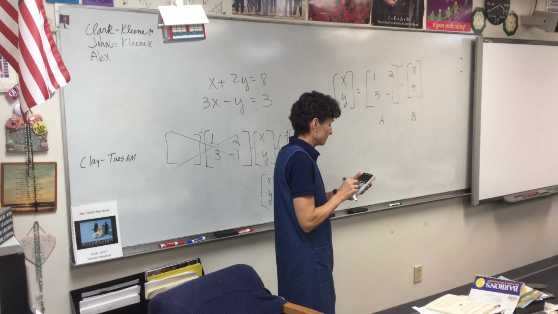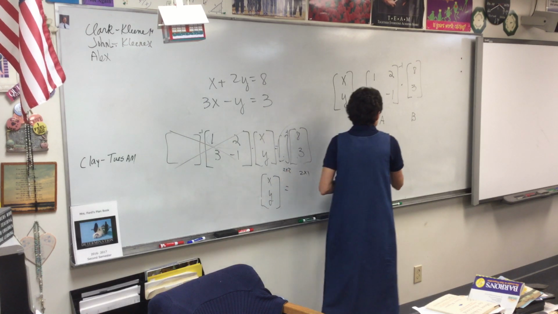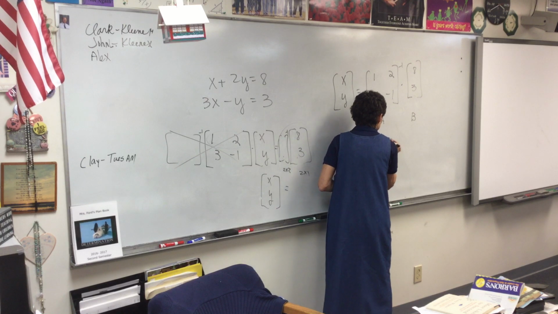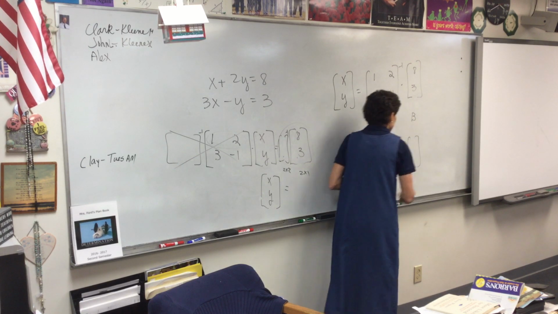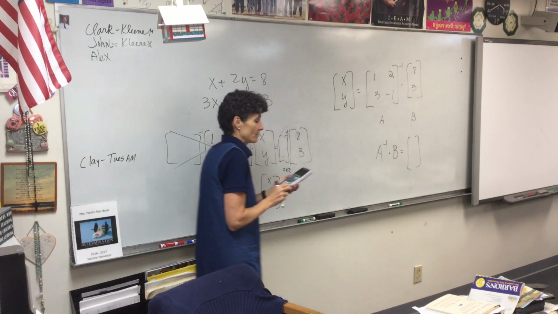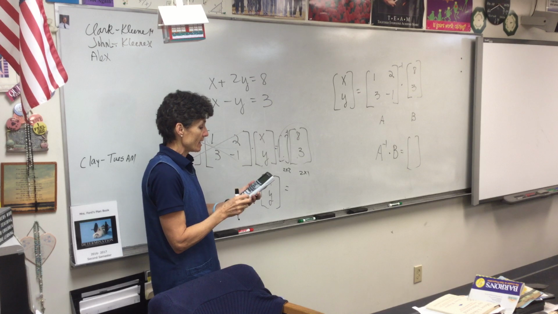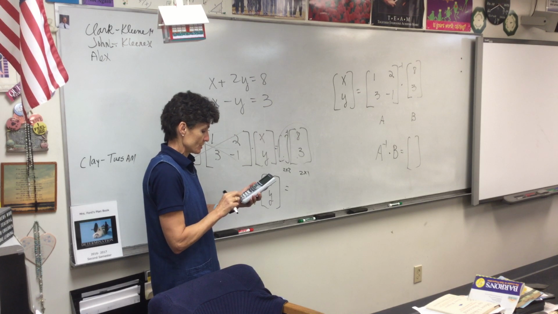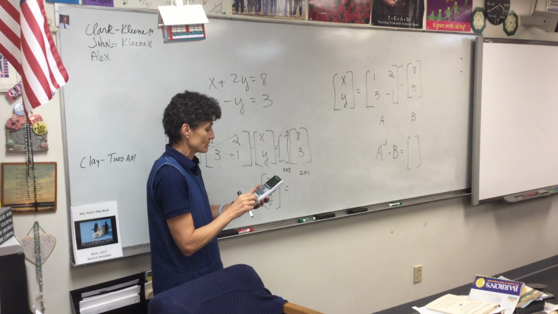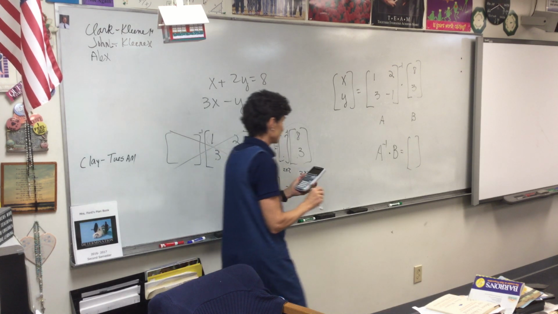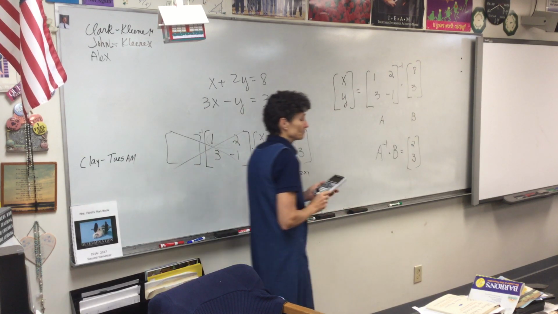And then exit out. Now we're going to tell the calculator to multiply the inverse of A times B. So we'll go back into matrix. A inverse times back into matrix. Click down to B. And the answer is 2, 3.